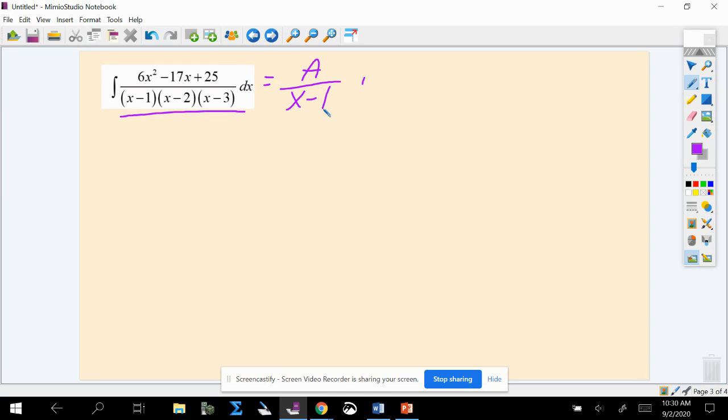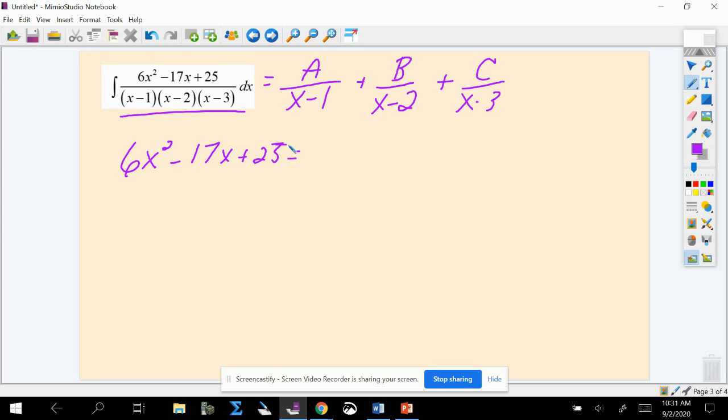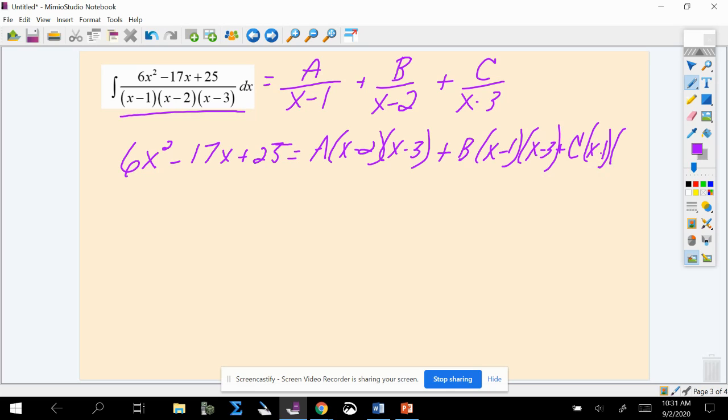So you have a over x plus 1, b over x minus 1, excuse me, b over x minus 2, c over x minus 3. When you clear fractions, you're going to be left with 6x squared minus 17x plus 25. With your a term, you're going to be left with the x minus 2 and the x minus 3. With the b term, you're going to be left with the x minus 1 and the x minus 3. I'm going to run out of room. And with the c term, you're going to be left with the x minus 1 and the x minus 2.